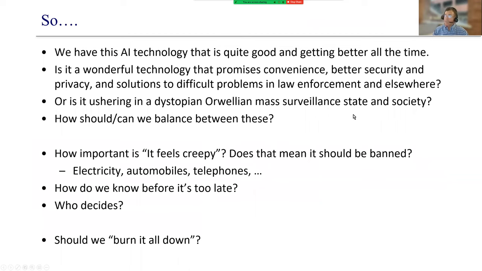So we have this AI technology that's good, getting better all the time, but there are lots and lots of concerns about what it can be or is bringing about.